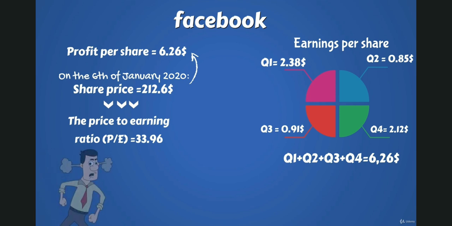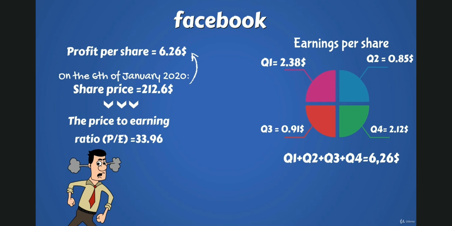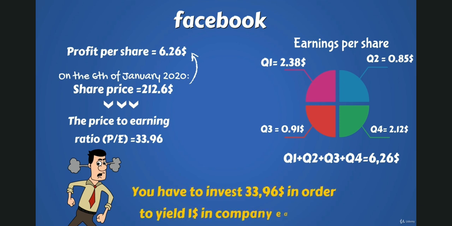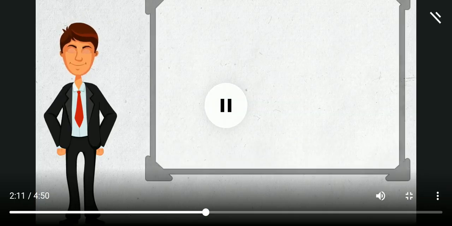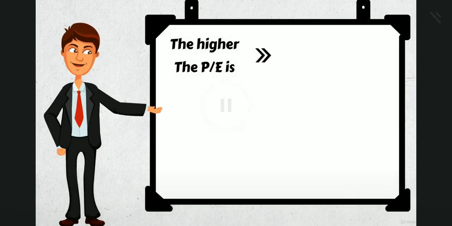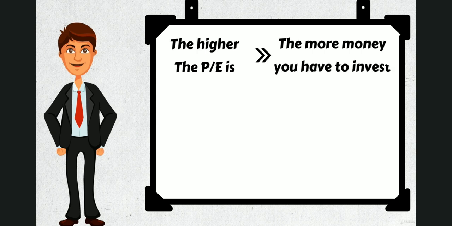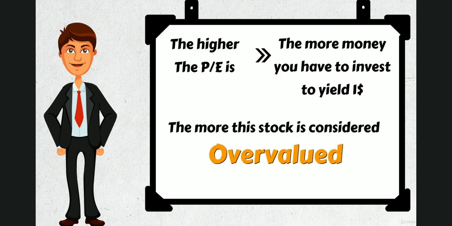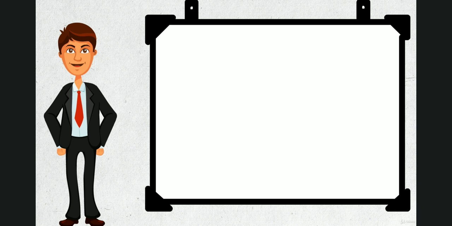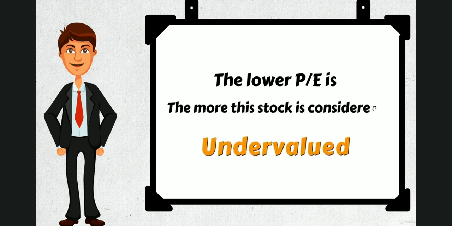Now we know what you're thinking. We've given you lots of numbers to think about, but what do these all actually mean? Well, what this basically means is that you have to invest $33.96 in order to yield $1 in company earnings. And as a rule of thumb, the higher the price to earnings ratio is, the more money you have to invest to yield $1 of company earnings, and the more overvalued this stock is considered. And vice versa. The lower the price to earnings ratio is, the more this stock is considered undervalued.